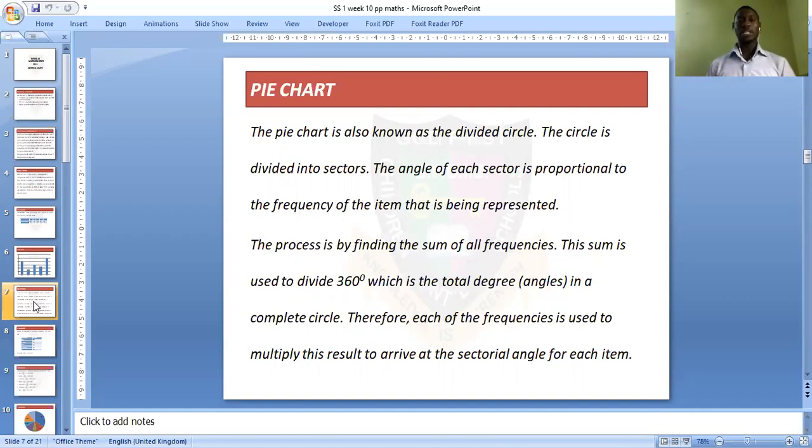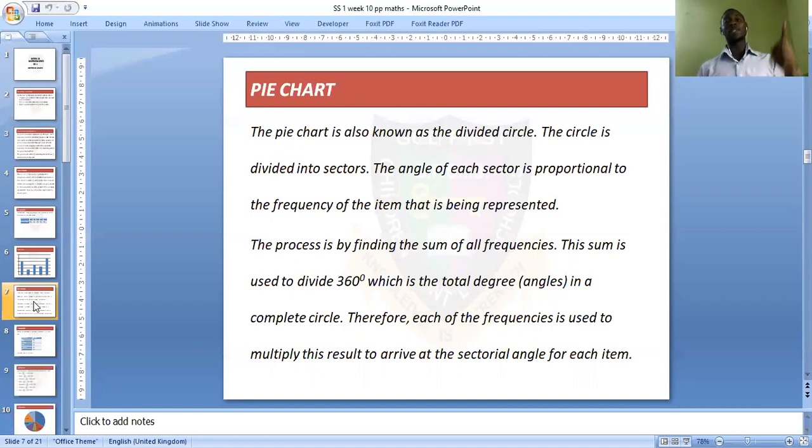The pie chart is also known as a divided circle. The circle is divided into sectors. The angle of each sector is proportional to the frequency of the item that is represented. That is, the size of each sector depends on the frequency of the item. The process is by finding the sum of all the frequencies.